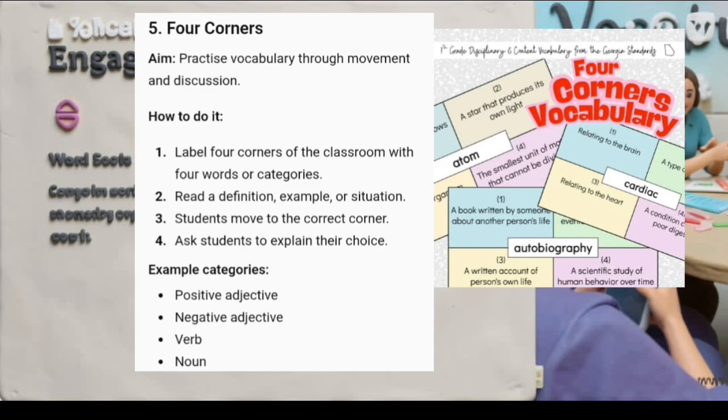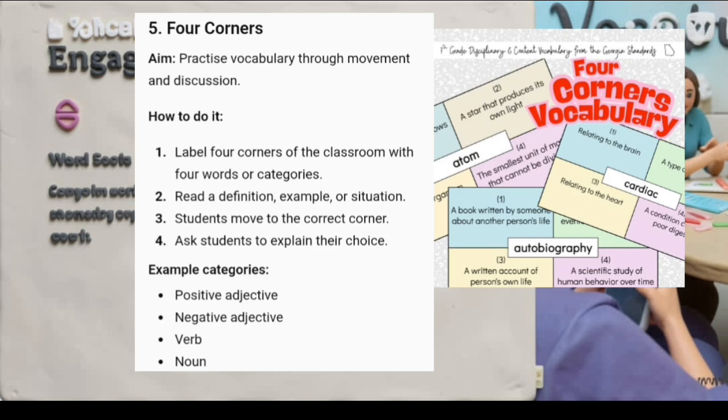Four corners activity aims to practice vocabulary through movement and discussion. How can we do it? Label four corners of the classroom with 4 words or categories. Read the definition, example, or situation. Students move to the correct corner. Ask students to explain their choice.